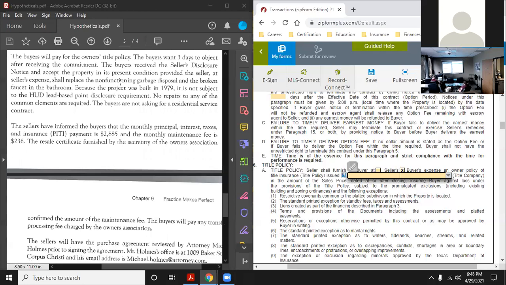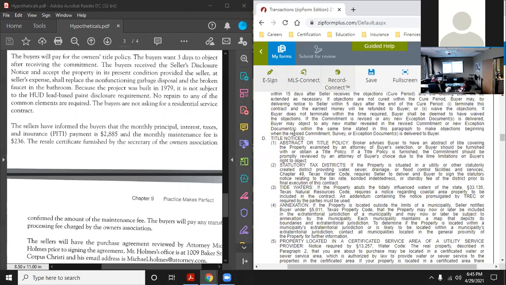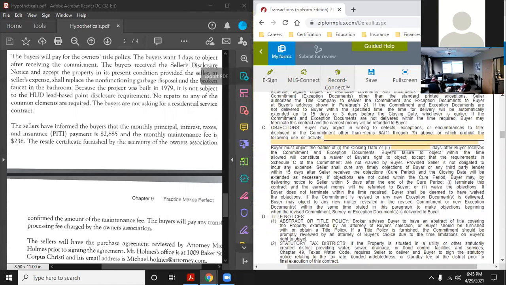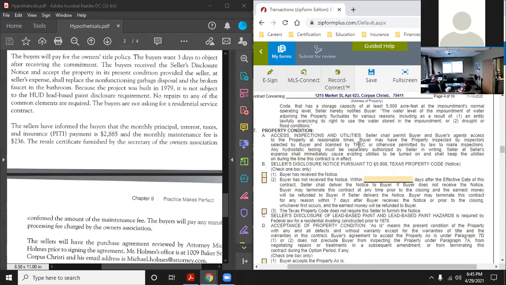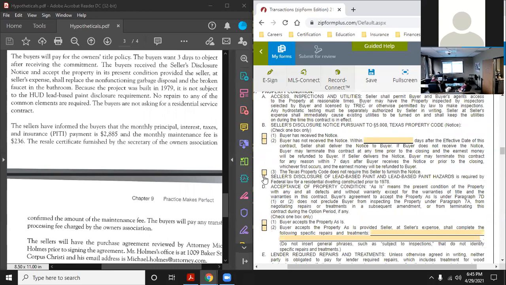The buyers receive the seller's disclosure notice and accept the property in its present condition. However, let's say it says they want 3 days here to object after receiving the title commitment. So they accept the property as is, provided that the seller at the seller's expense replaces the non-functioning garbage disposal.